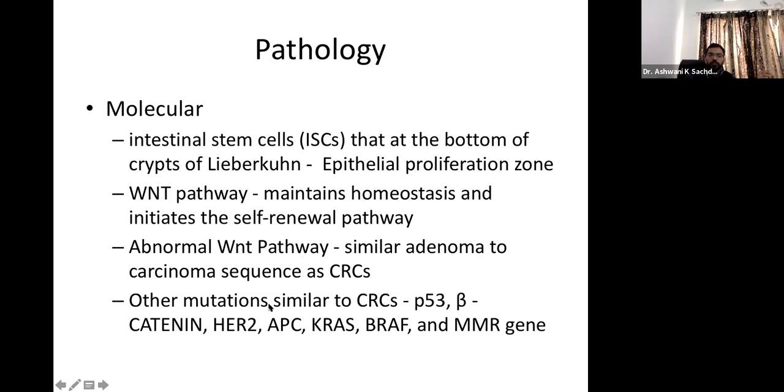Other mutations which occur, similar to colonic cancer, are P53 mutation, which is a late mutation in the adenoma-carcinoma sequence, beta catenin, HER2, APC gene mutation, which is the first mutation to occur, KRAS, BRAF, and MMR genes.